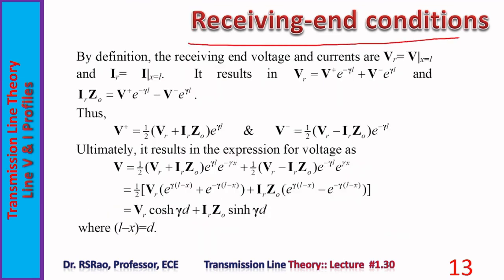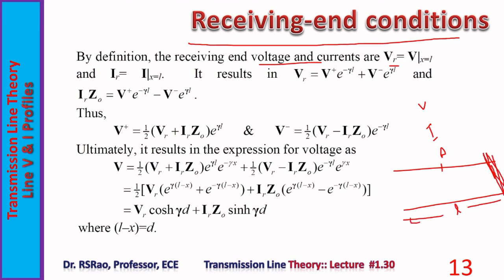Now, receiving end conditions. How to express the general expression for voltage and current in terms of receiving end conditions? First, we consider receiving end voltage and current. VR is V at x equal to L. IR is I at x equal to L. This is the line. This is the point P. Length of the line is L. So this is the receiving end. At the receiving end, what is x? x is equal to L. So here voltage, here current. Current and voltage you can obtain by considering x equal to L.